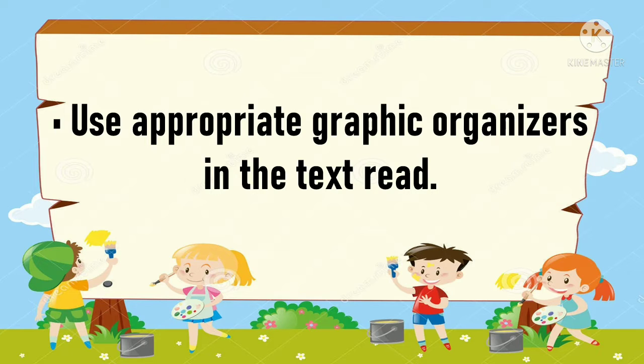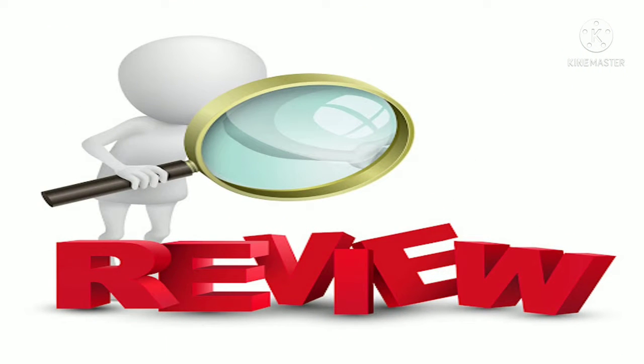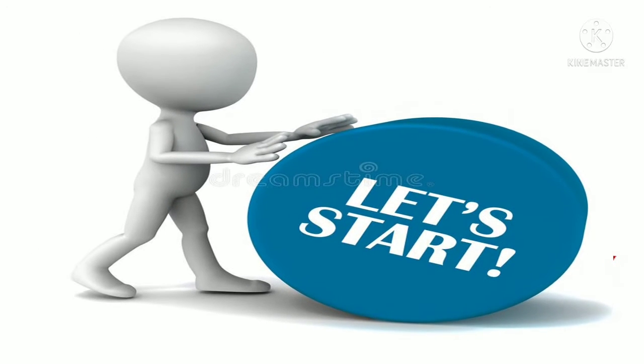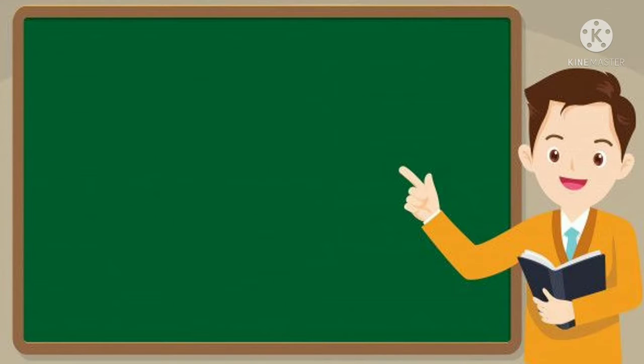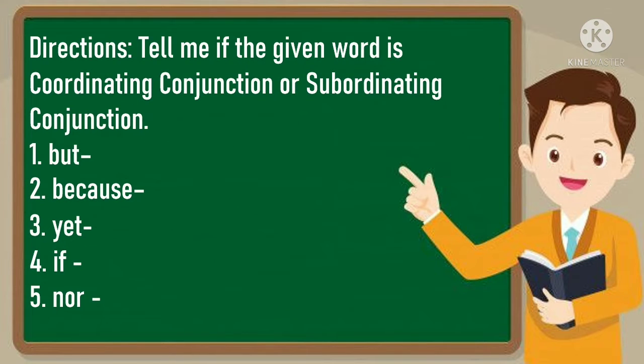Before we proceed to our new lesson, let us have first a quick review of your previous lesson. Are you ready, class? Let's start! Directions. Tell me if the given word is coordinating conjunction or subordinating conjunction. Number 1, but.